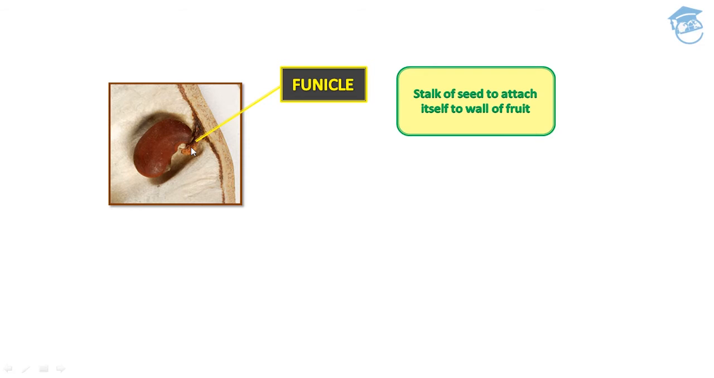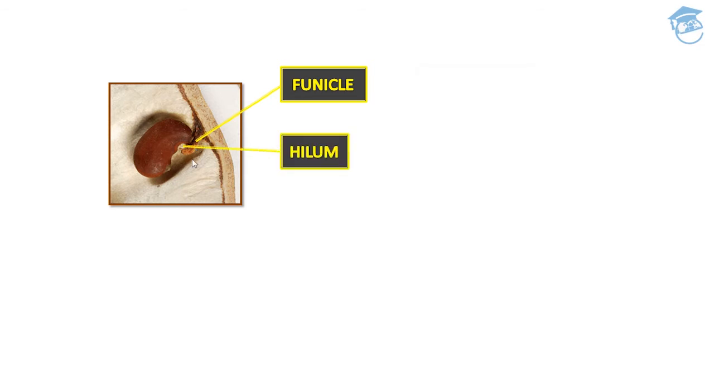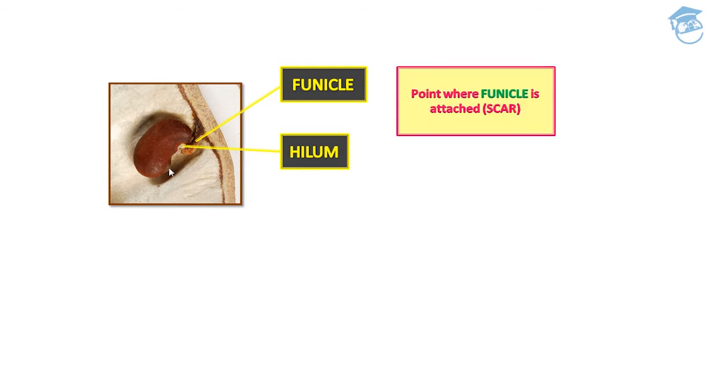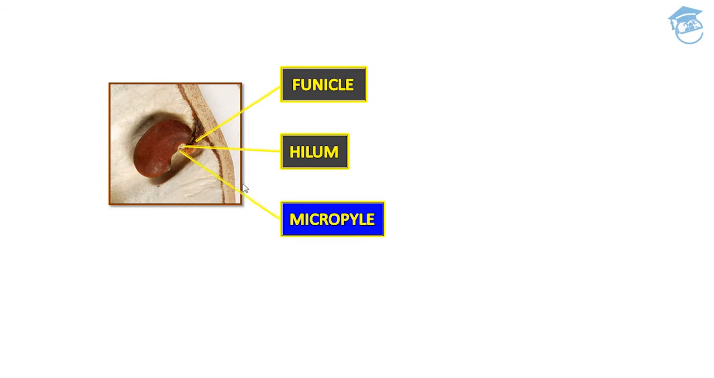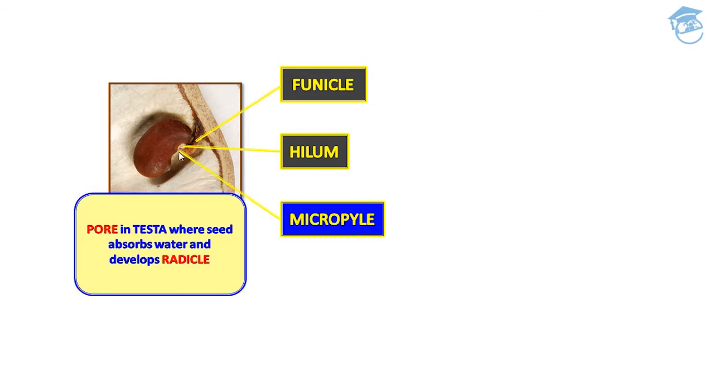So this is the wall of a fruit and this is the stalk that gets attached to the wall of the fruit. See, this is the hilum, the point where the funicle is attached. It is also called the scar. And this is the micropylar end, a pore in the testa, where the seed absorbs water and develops the radicle.